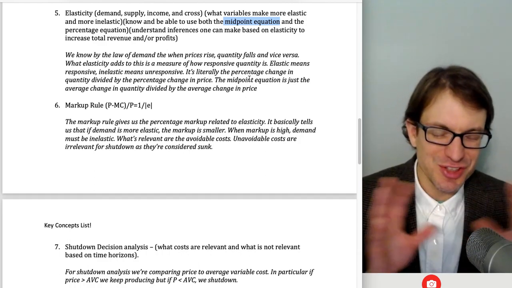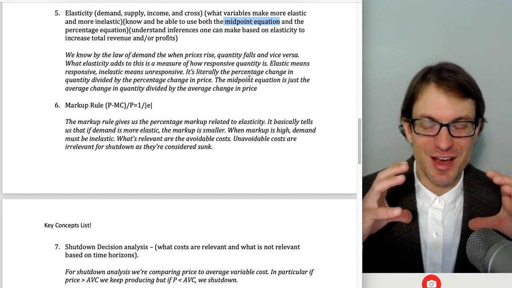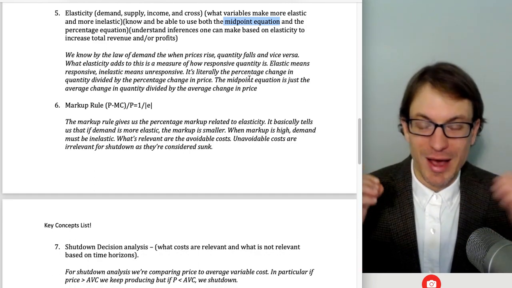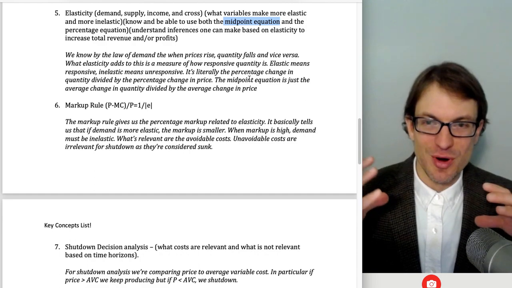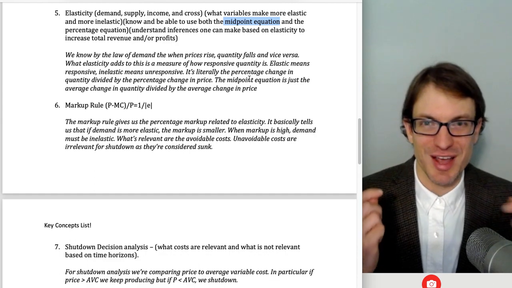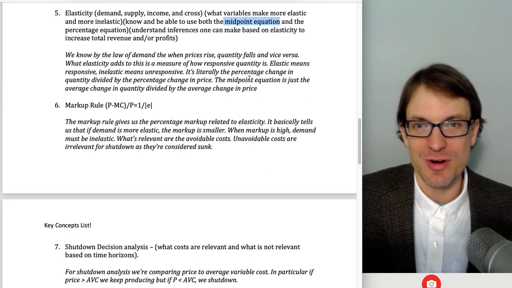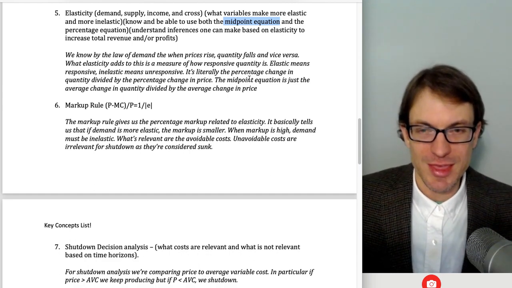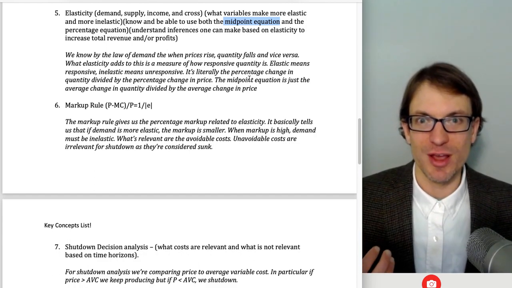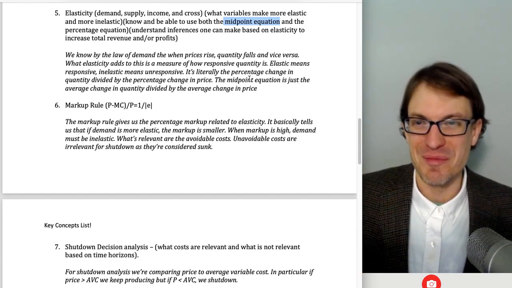You look at the midpoint formula, it's Q2 minus Q1 divided by Q1 plus Q2 divided by 2. And then the whole thing is P2 minus P1 divided by P1 plus P2 over 2, and that's just horrible to look at. So what is it? The P1 plus P2 divided by 2 is just the average price. So just think about it in terms of the average. That's how you remember it. It's the change in quantity divided by the average quantity. That whole thing is then divided by the change in price divided by the average price. Just think about it that way rather than these P1s and P2s, which nobody would ever remember except me.